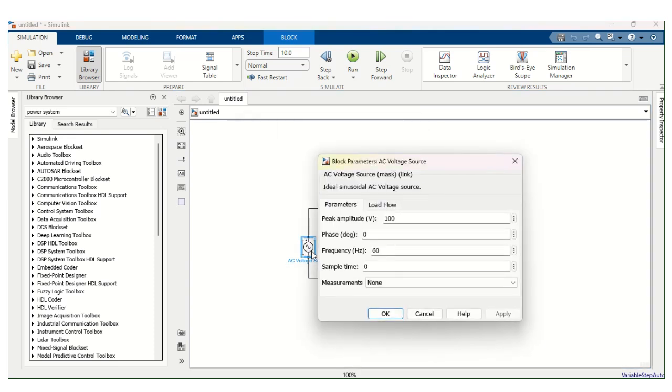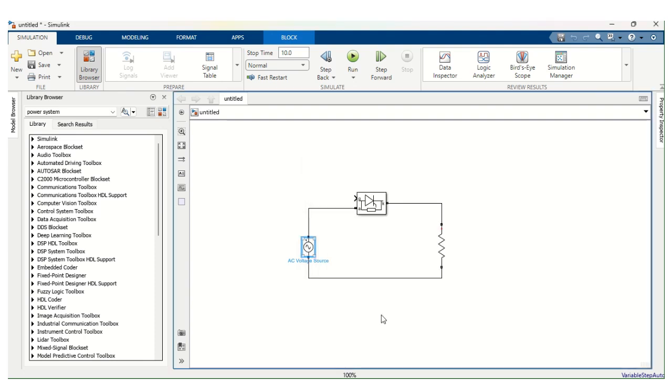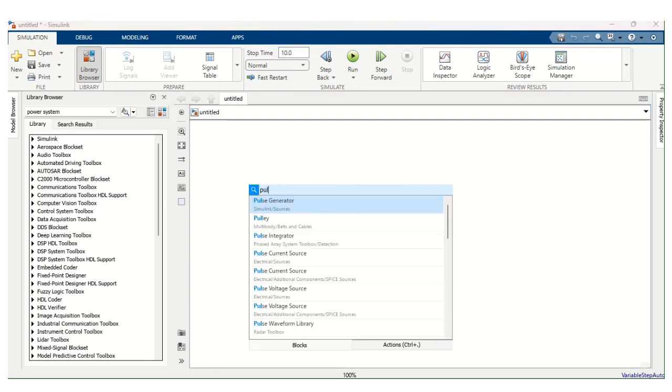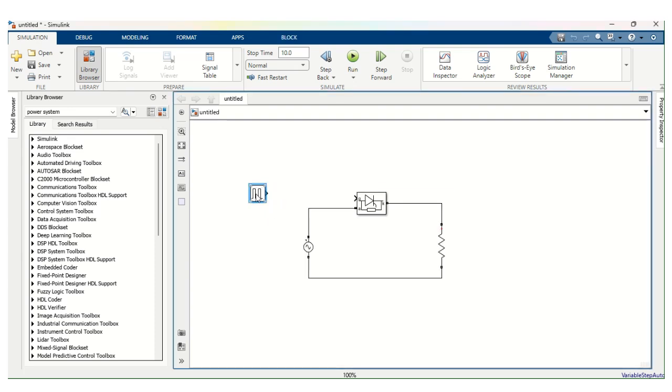Double click the AC voltage source. Here the maximum voltage or peak amplitude is 100. That is what we want. But the frequency should be 50 Hz, so change 60 to 50. Then this is the thyristor, so we have to give a gate pulse. For that, let's choose the pulse generator, and let's connect the pulse generator to the gate.